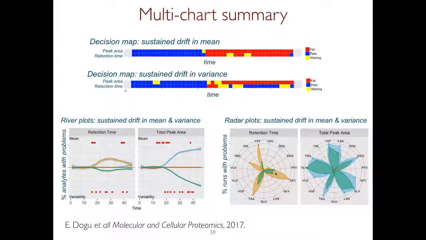Here it summarizes over time, but for individual peptides. Each point on the circle is a peptide, and this is the proportion of runs where this peptide had a problem of any kind. So you can also see what's going on with individual peptides.